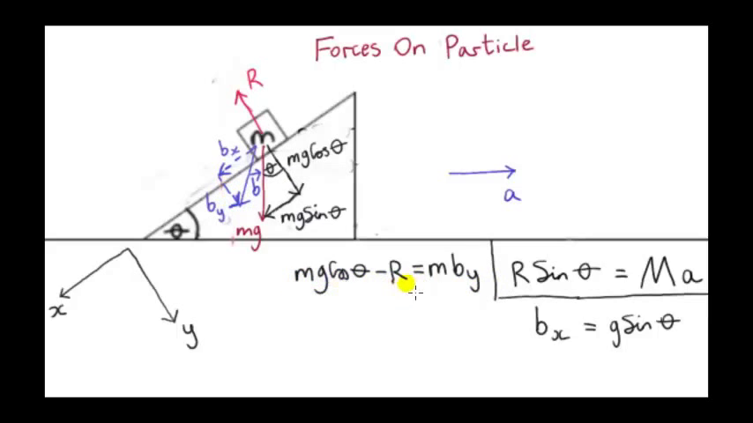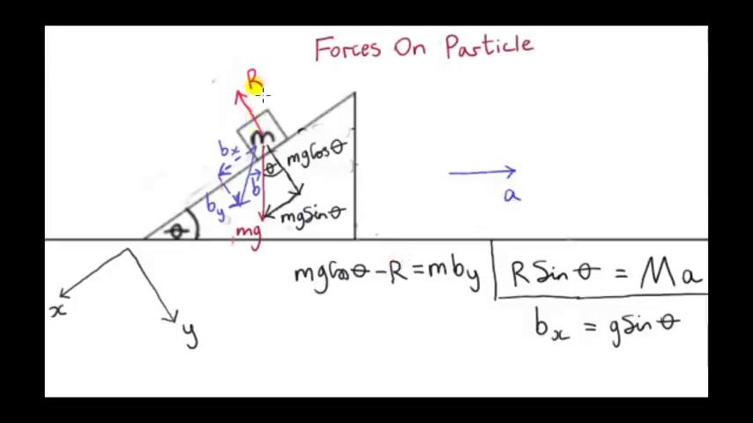Okay, so if we look at this equation, we see that there are two unknowns. We have R, and we have this new unknown b sub y. So we cannot solve between this equation and this equation over here. What we can do is connect b sub y, the y component of the particle's acceleration, to a, the acceleration of the wedge.